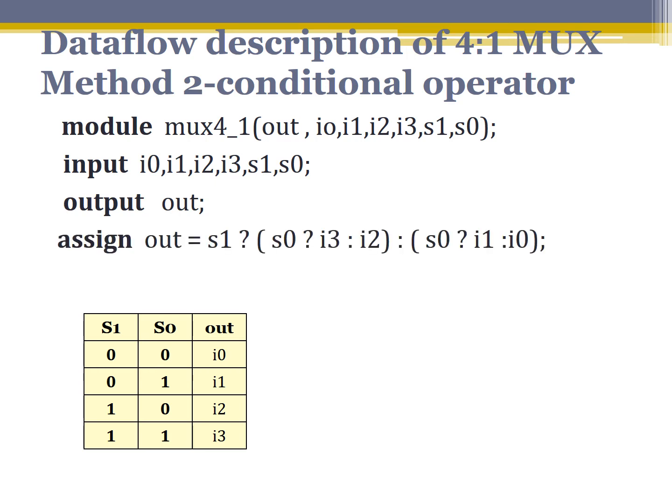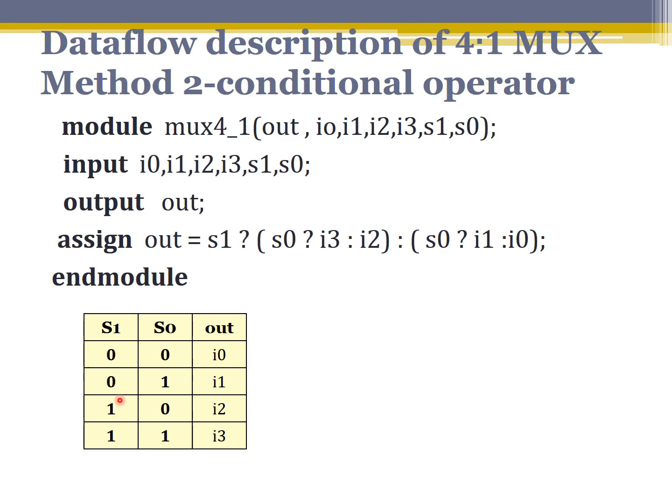Now to use the conditional operator, we write assign out is equal to, instead of converting the Boolean expression in terms of AND OR gates, we test the selection lines S1 and S0. So here S1 is being tested. If S1 is 0, for two cases S1 is 0, and then we should check S0 to determine whether out is I0 or I1. Similarly, S1 is 1 for two cases.